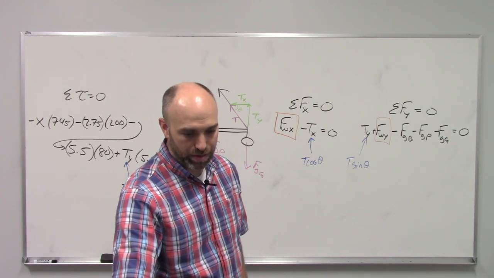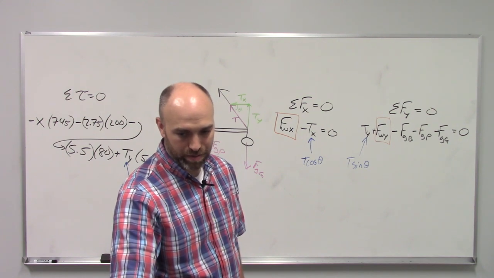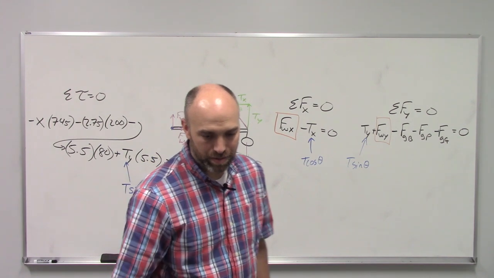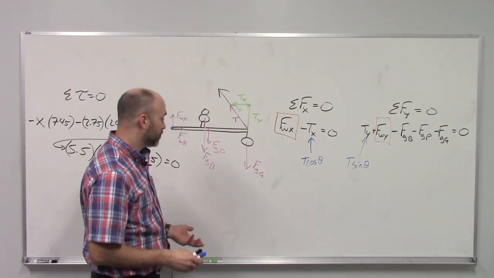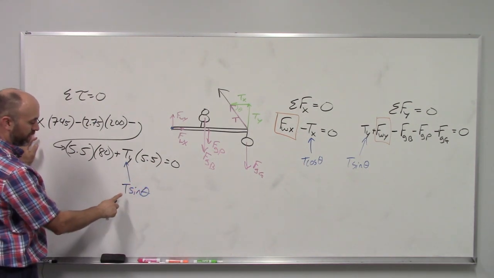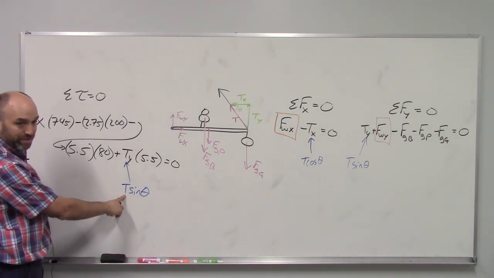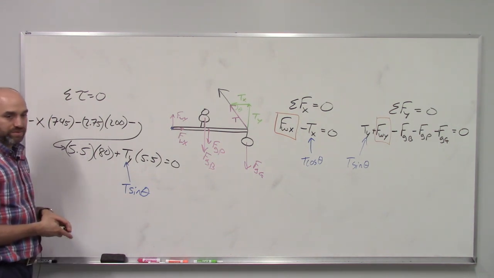So for C, it says if the wire can withstand a maximum tension of 825, what is the maximum distance the bear can walk before the wire breaks? Yeah, so now with this one, you want to go back to this equation. And instead of knowing X, now you know T, and you solve it for X. Okay.